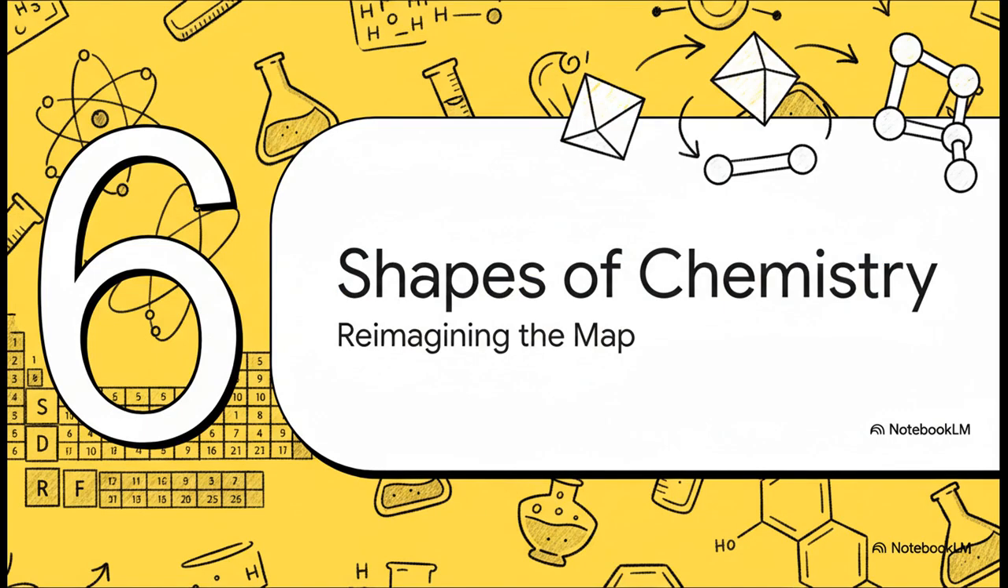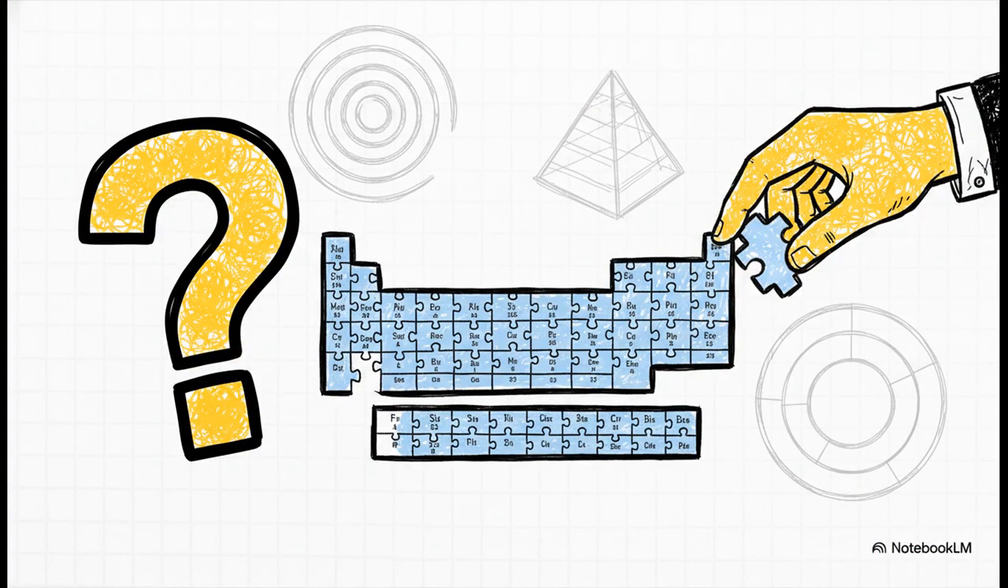Wow. So we started with the shape of the periodic table, and we've seen how it codes for electrons, which dictates 3D molecular shapes, which then dictates how things actually behave. It's all connected. But let's bring it full circle and go back to the map itself. Because here's the thing, the standard periodic table, the one we all know, is just one possible design. It's a human invention, designed to be practical for printing in a textbook. So what if we drew the map of the elements in a totally different way?